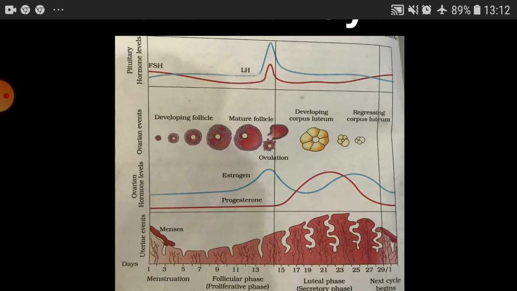Now the next phase is the luteal or the secretory phase. This phase lasts for around 10 days. It involves the following events. The peak of LH together with prolactin hormone from the anterior pituitary lobe stimulates the follicular cells of the empty Graafian follicle to form a yellow body, which is known as corpus luteum. The corpus luteum secretes another ovarian hormone called progesterone and a smaller amount of estradiol.